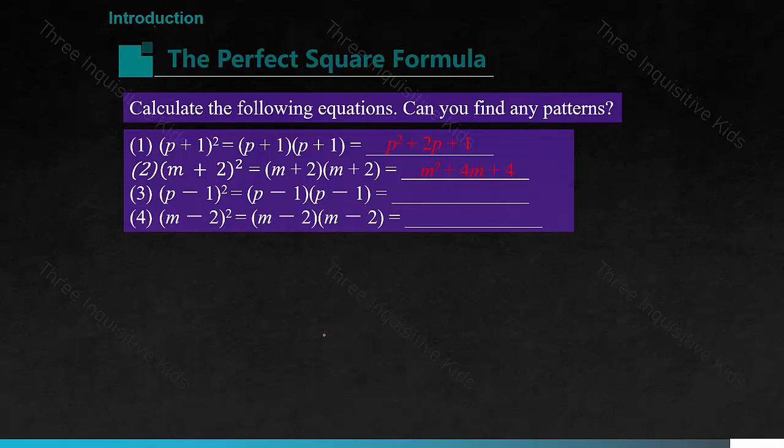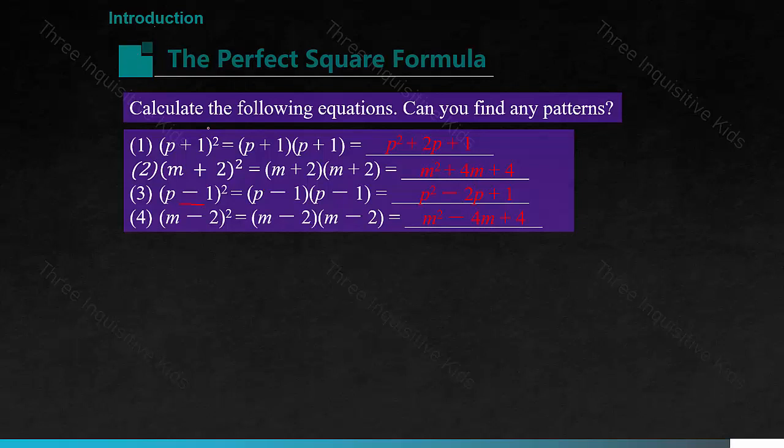For the second problem, we have m plus 2 squared, which gives m squared plus 4m plus 4. Third problem is p minus 1 squared, which gives p squared minus 2p plus 1. And you can see that now we have a negative sign. And our last one is m minus 2 squared, which gives m squared minus 4m plus 4.